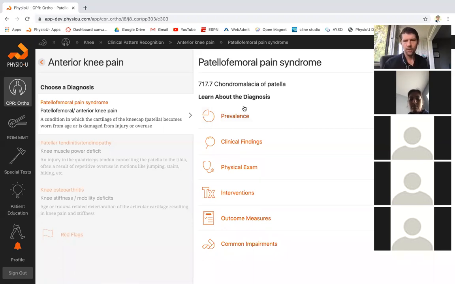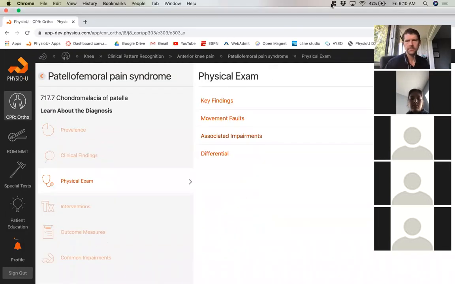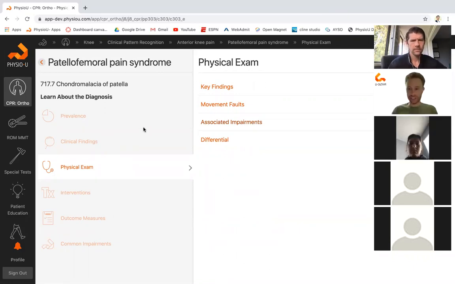Okay. So now if we think about physical exam, what would be some of the key tests that you guys would want to test to rule in? Clarke's sign, eccentric step test, step down test, squat. Perfect. Yep, all of those.